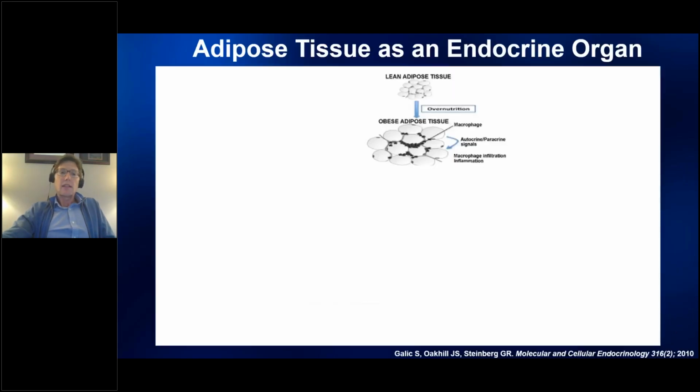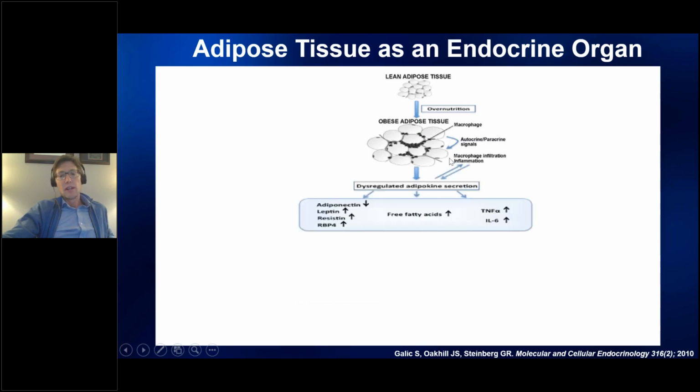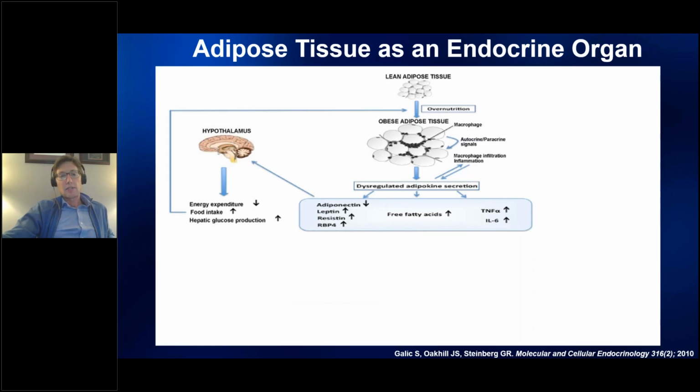We now know that as adipose tissue expands with obesity, a whole host of things happen that can communicate with the rest of the body. In this outdated and simplified schematic, with overnutrition, adipose tissue expands, and macrophages and other immune cells infiltrate the adipose tissue. This in turn leads to dysregulated adipokine secretion, and hormones such as adiponectin, leptin, and resistin and RBP4 are some of the examples whose activity is altered. These hormones can directly impact the hypothalamic centers critical for regulating energy expenditure, food intake, and hepatic glucose production, which leads to a feedback loop of increased overnutrition and continuing expansion of the adipose tissue mass.